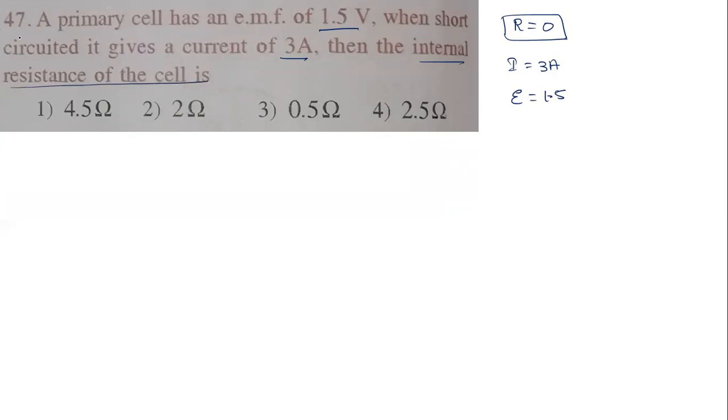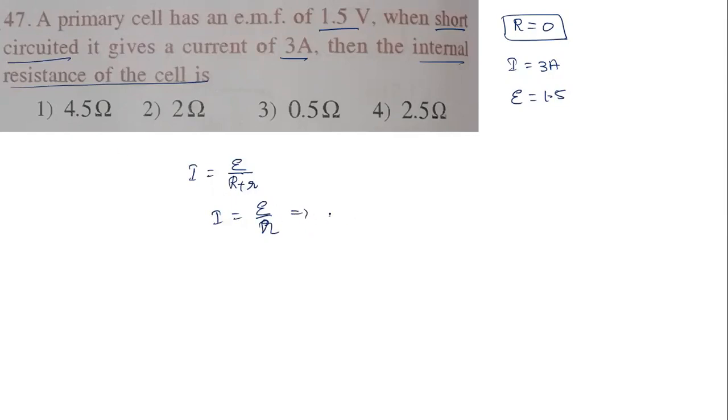See, because of this word we are taking short circuited. What is the meaning of short circuit? Connecting both positive and negative terminals, joining them. So what is the internal resistance? Again the formula is the same: I = E/(R + r). So since R is 0, it will just become I = E/r. So we want the internal resistance.